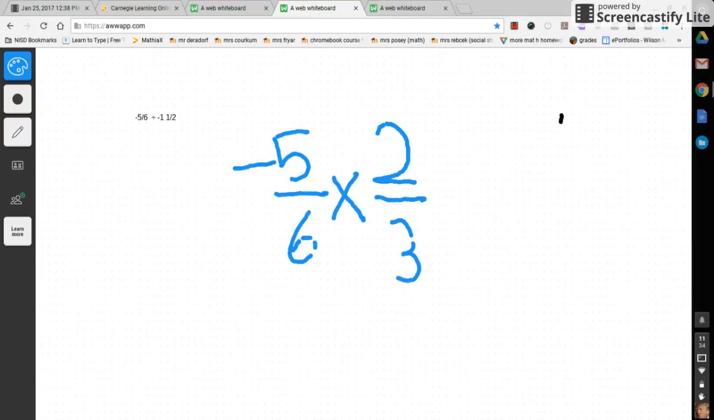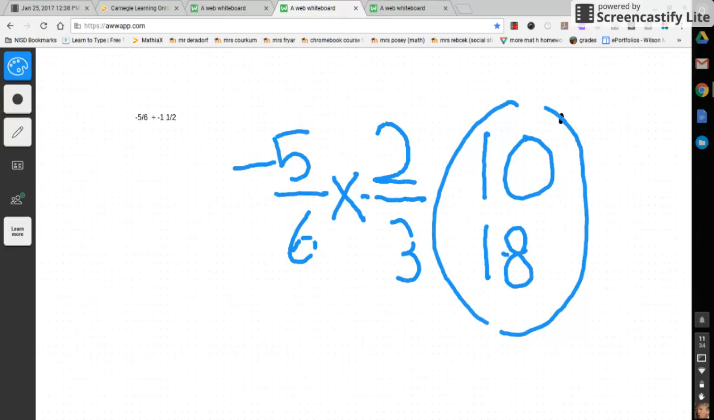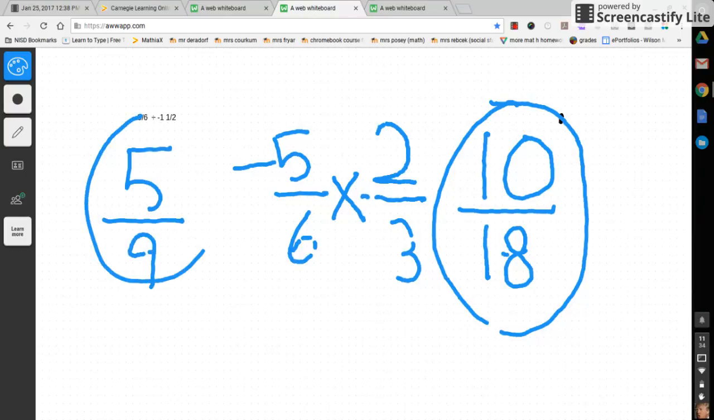Next, we want to multiply the denominators. So 6 times 3 equals 18, and 5 times 2 equals 10. And since we had a negative number times another negative number, it's always going to be a positive answer. So our answer is positive 10 over 18, but we can actually simplify this into 5 over 9. So our final answer is 5 over 9.